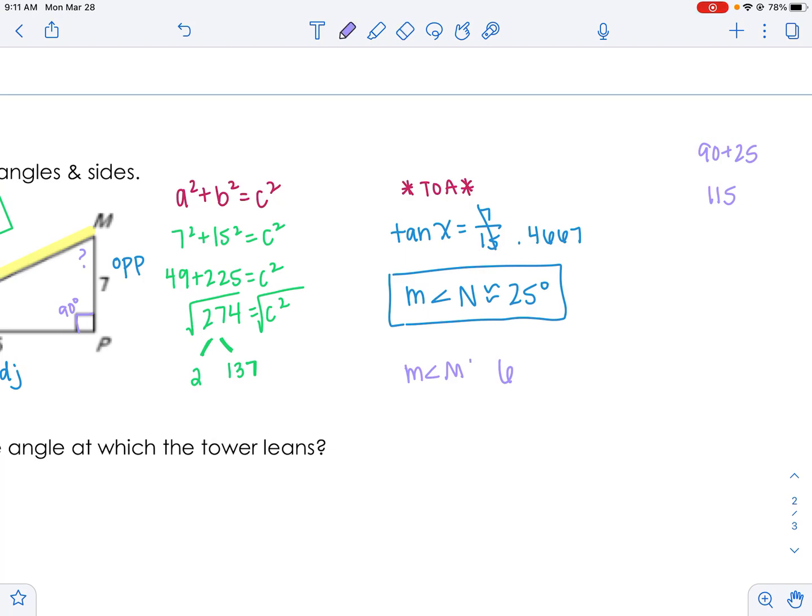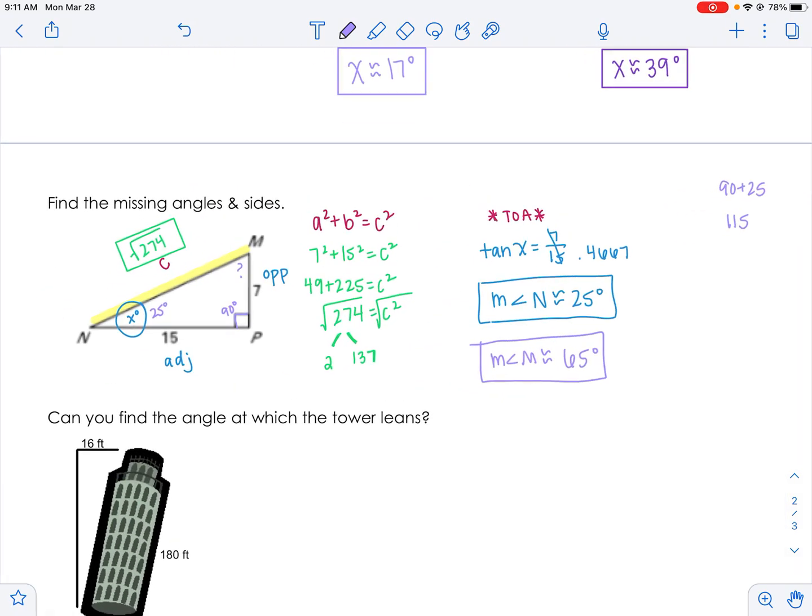And you should get that the measure of that angle is, and we'll use approximately again because we did round, 65 degrees. And that's how we find those missing angles.